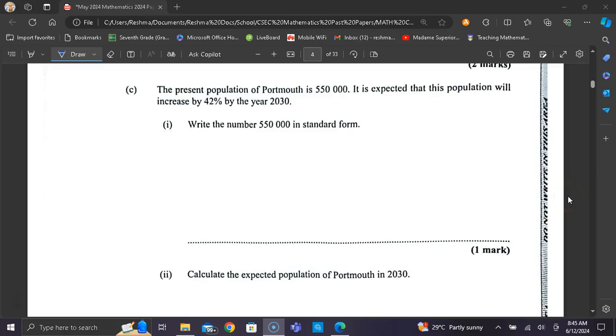Hi guys, so welcome back to the solutions for this year's May 2024 CSEC Math Paper 2. So we're on question 1, finishing up the last two parts, part C and part D.